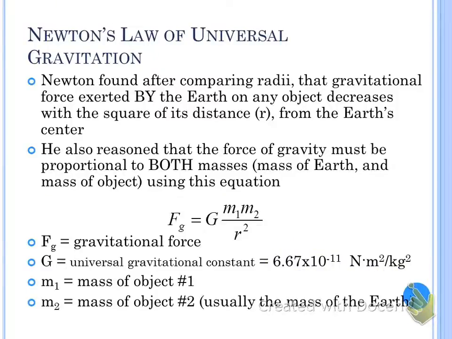Okay, M1, mass of object 1, M2, mass of object 2, usually the mass of the Earth. It doesn't matter which mass is which, because we're just multiplying them. Doesn't matter which one goes first. If we're talking about an object on the Earth's surface, then one of those masses needs to be the mass of the Earth, and I'll give you that value.